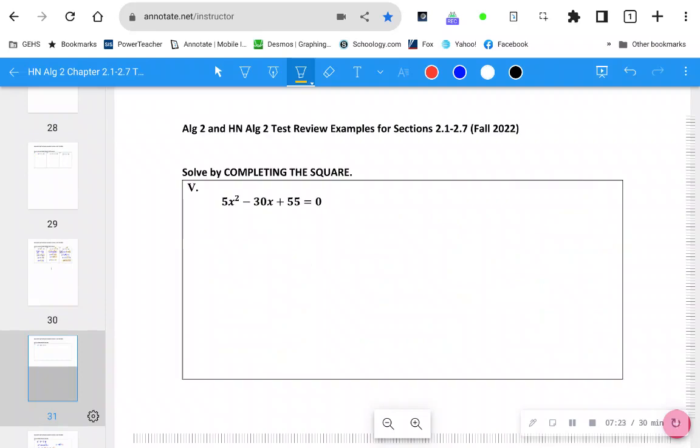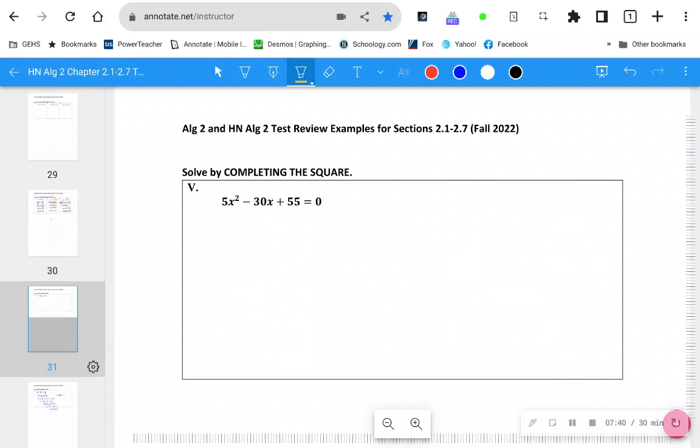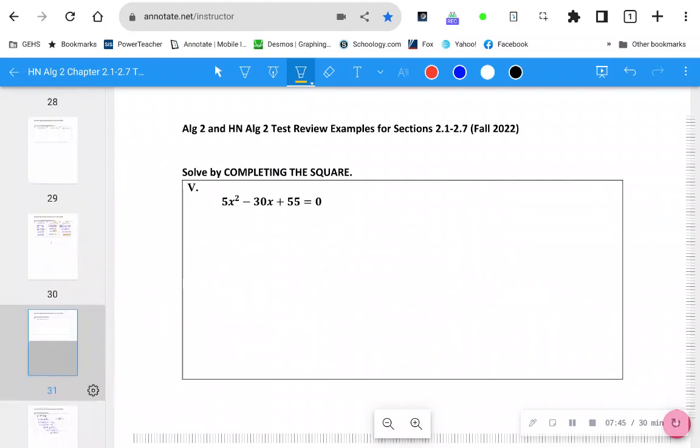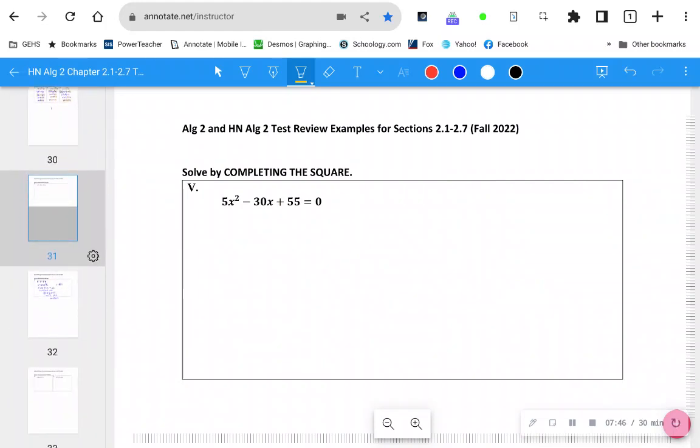Okay, here's a skill that is going to be only on Algebra 2 Honors this year in 2022. However, I'm going to have to give you guys a guide to which problems are in which course. So I'll address that separately in a separate document.